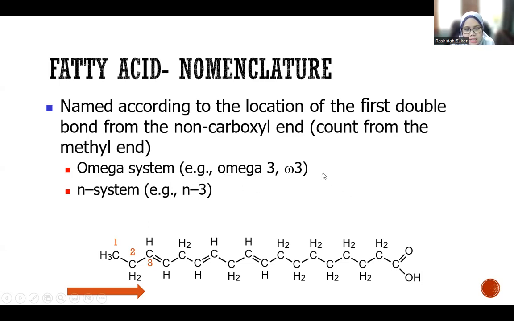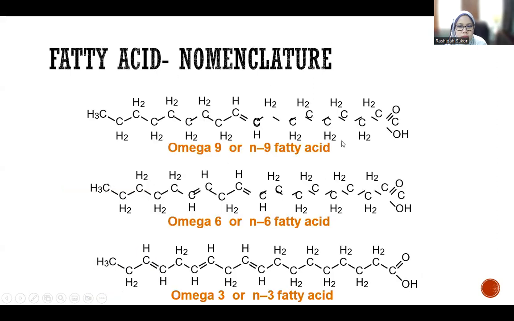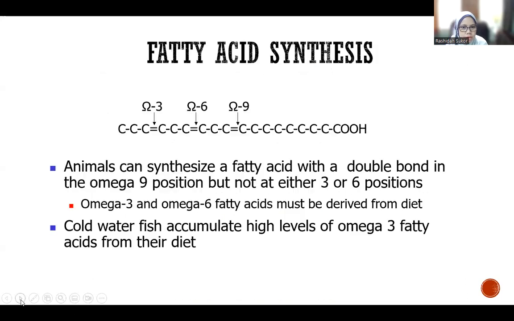So what it means by omega is the location of the double bond if you start from the methyl end. Jadi kita start dari sini. If you start from here, you will have a different nomenclature. You use the omega system lah. Okay. So this one will be omega 3, omega 6 and omega 9. Okay, omega 9, carbon number 9 from this part, omega 6, carbon number 6 from the methyl part, and omega 3. Alright.